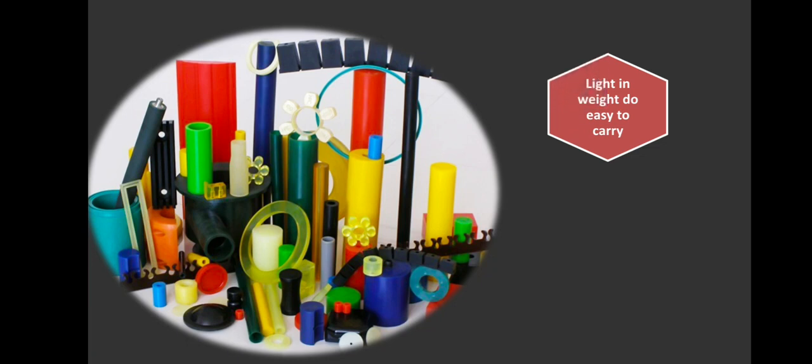Now we are looking at the properties of plastic. They are light in weight, so they are easy to carry. Whichever plastic you lift, you can easily lift it. You don't need any extra strength to pick up or handle plastic. Many small children are also able to lift many plastic products because they are very, very light in weight.